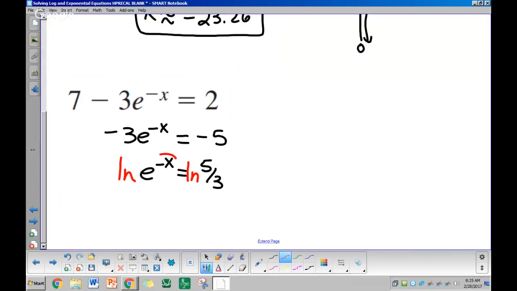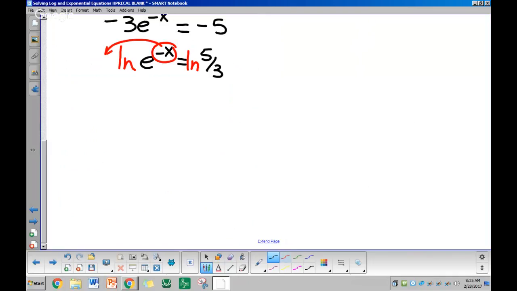Then I can bring this negative x down in front, but what's the natural log of e? 1. So this is negative x times ln e, which equals the natural log of 5 over 3. And you do not have to show me this if you know it goes to 1. I'm just showing it for those who are not here.